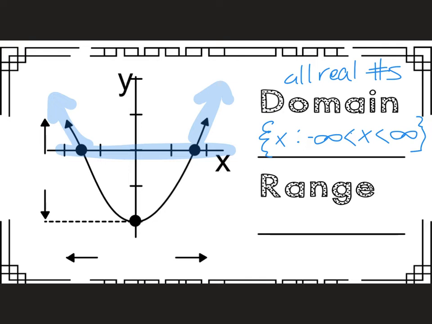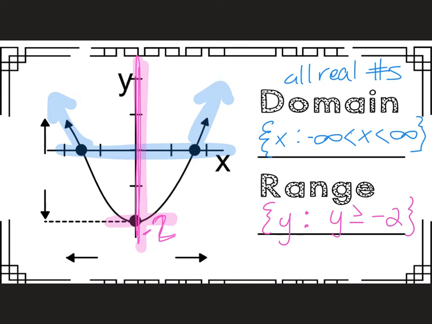Now the range is a little different. So our range is going to run up and down this time. Of course, there is a stopping point for our range, which is right here. So when I go to write it, we start with a bracket. We have y as our variable. Y goes all the way to negative 2. So we're starting at negative 2. That means all of our y values are greater than or equal to negative 2.